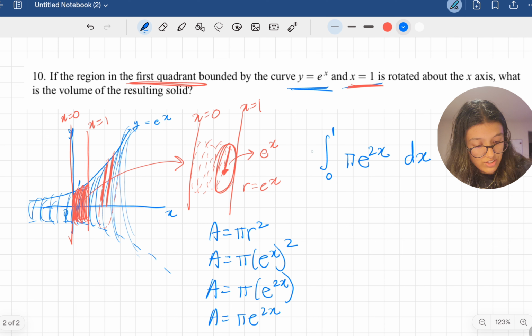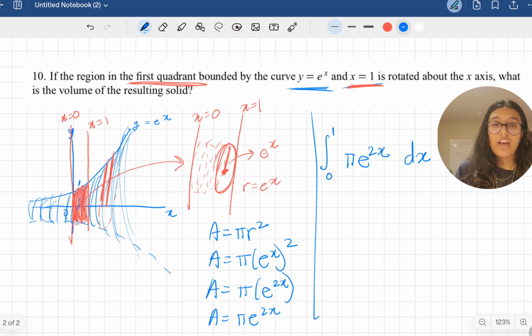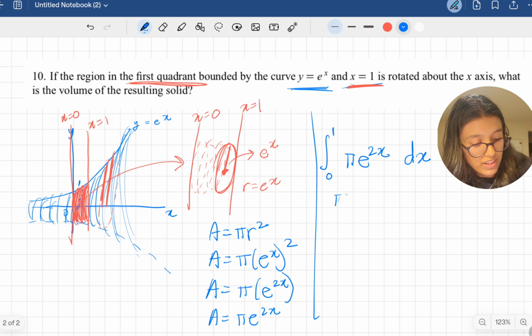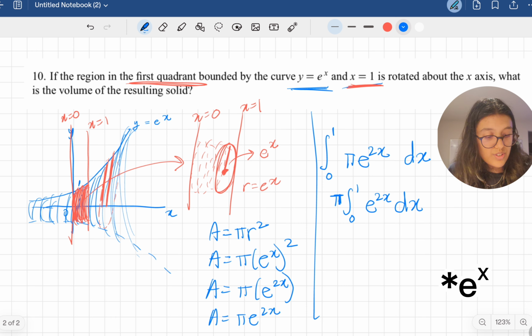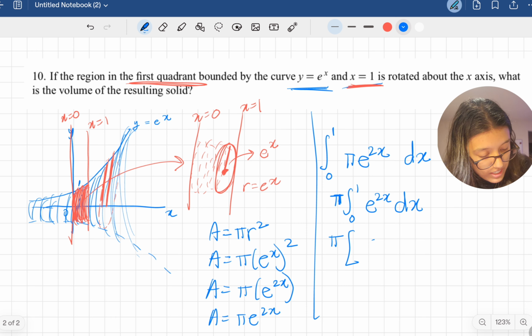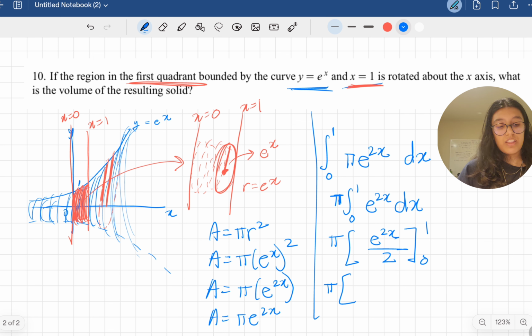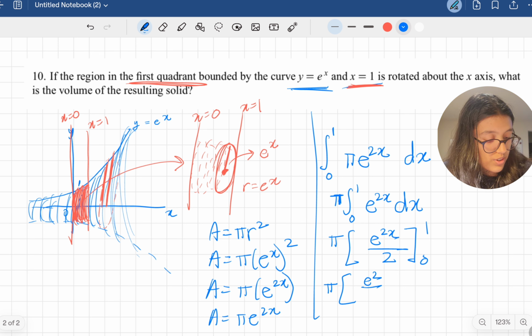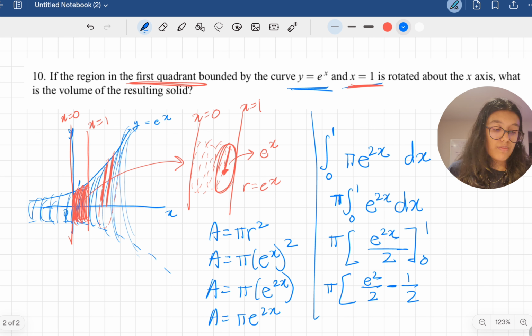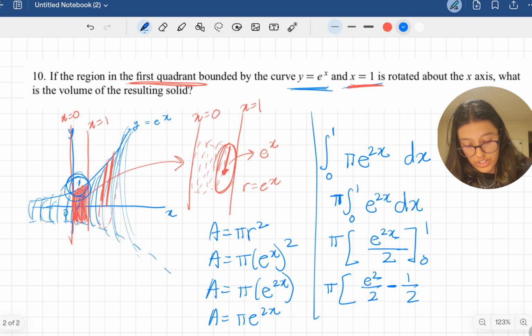Now we just need to solve for this. Well, we know pi is just a constant, so we can take that pi out of the integration. So we have the integral from 0 to 1 of e to the power of 2x dx. The integral of e to the power of 2x is e to the power of 2x divided by 2, from 0 to 1. Now we just substitute the upper limit and the lower limit, so we get e squared over 2 minus 1 over 2, because e to the power of 2 times 0 is e to the power of 0. E to the power of 0 is just 1. And we can also see that from this point over here on the graph.